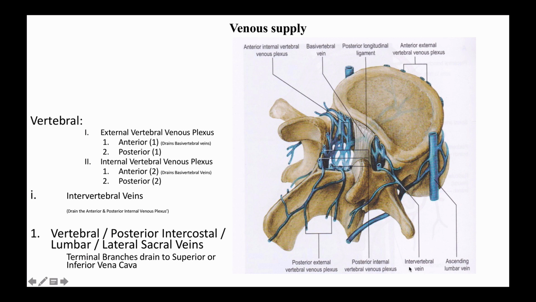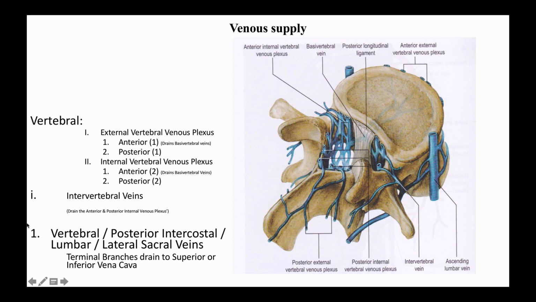Just like you'd have your segmental artery coming in, here you are going to have your intervertebral vein coming out. That's going to drain the anterior and posterior internal venous plexuses, so all of the blood being drained from this internal portion of these plexuses is going to anastomose, or fuse together, and give off this internal vertebral vein, which will go out to communicate with whatever terminal branch is appropriate for that region.